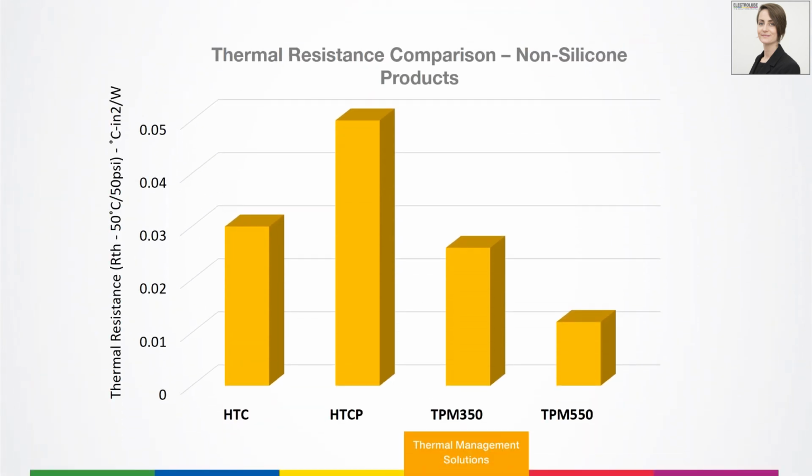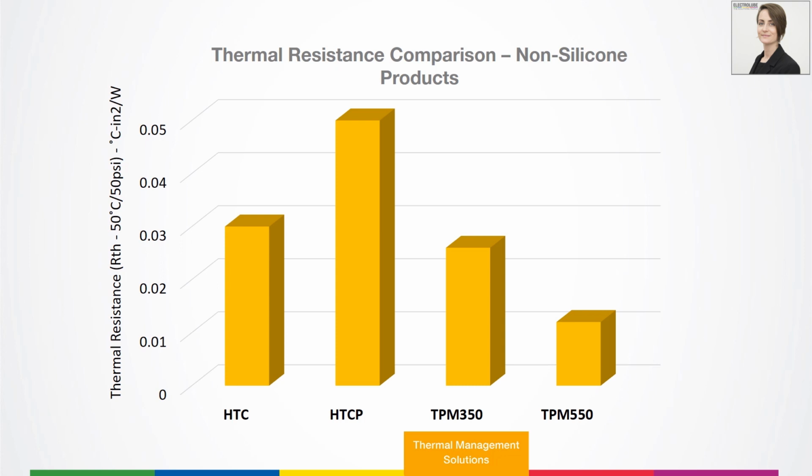Here we have a comparison of our non-silicon products. HTC and HTCP are thermal greases, and the TPMs are the phase change materials. So you can see that the phase change materials do achieve much lower thermal resistance in use. So HTCP, for example, has a thermal conductivity of 2.5 watts per meter Kelvin. TPM 350 has a thermal conductivity of 3.5. But it's not just that thermal conductivity that's having the effect.